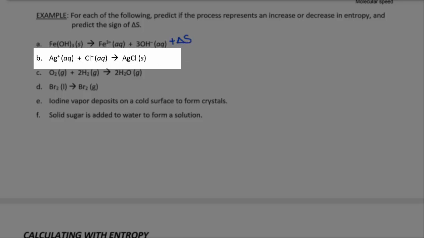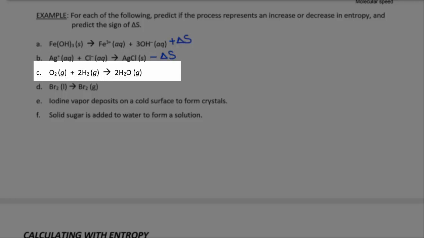Now let's do B. Let's look at the states first. So we're going from an aqueous solution to a solid. We're decreasing the disorder or decreasing the entropy, so it would have a negative delta S. You could also look at it as number of moles. We're going from 2 moles of a substance to 1 mole of a substance. Both of those scenarios will decrease entropy, or decrease disorder.